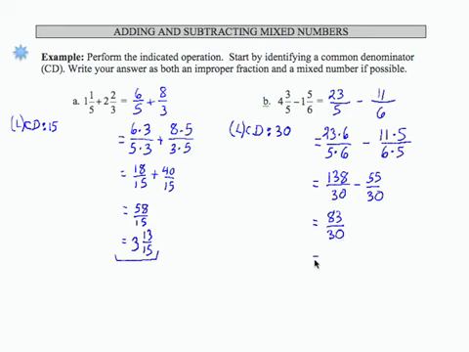To write as a mixed number, I divide 30 into 83. That will go 2 times. That would be 60. So 83 minus 60 is 23 over 30, and that is my mixed number result.